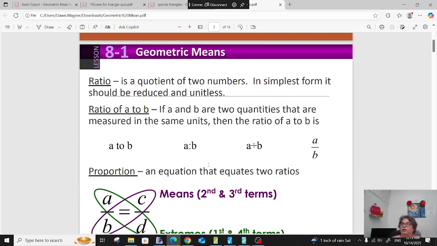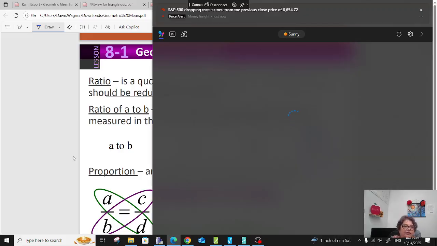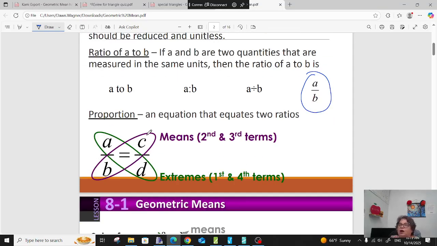Before we start, I want to go back to what a ratio is. A ratio is a quotient or a fraction where you're dividing two numbers, right? We could call ratios A to B, A colon B, A divided by B, or A fraction to B. This is the way you'll see me always write it, right here. When we did similarity, we cross-multiplied, correct? Yes. We're going to be doing that again today, cross-multiplying.